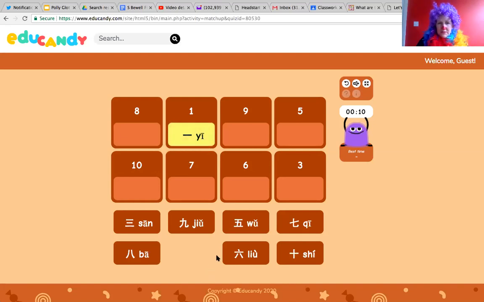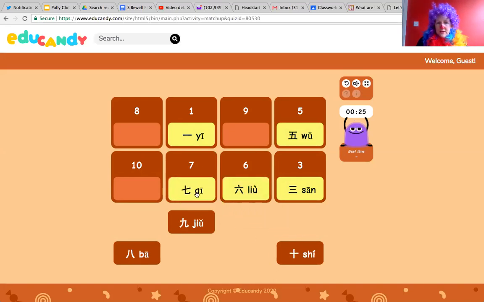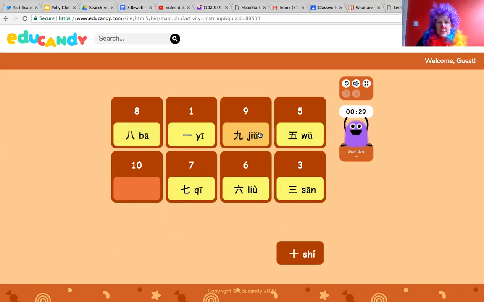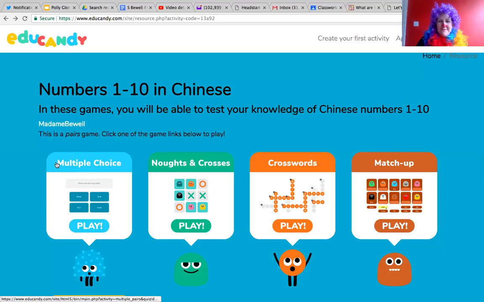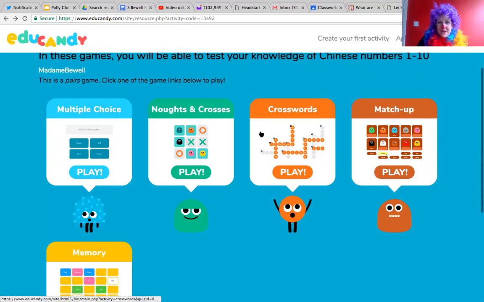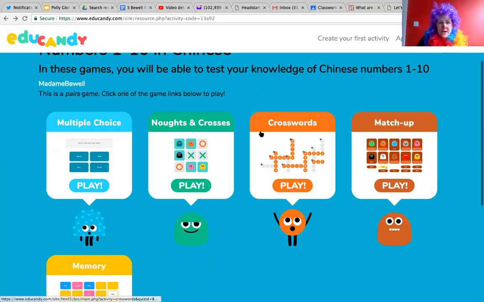Number 3, 1, 2, 3 is number 3. 1, 2, 3, 4. 4 is 5. 6 is 6. 7 is 7. 8 is 8. 9 is 9. And 10 is 10. Did I get that right? Fantastic. So you get the idea. If I just go back to the main screen, you'll see that there are 5 different games that you can play. Multiple choice, noughts and crosses, crosswords, matchup, and memory.